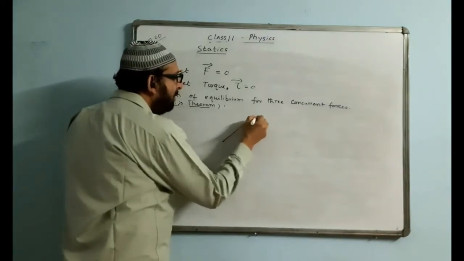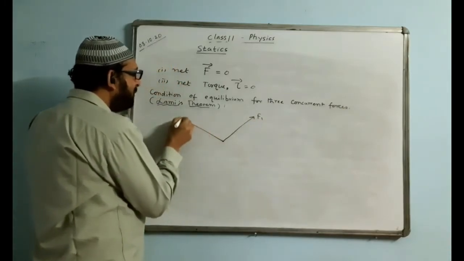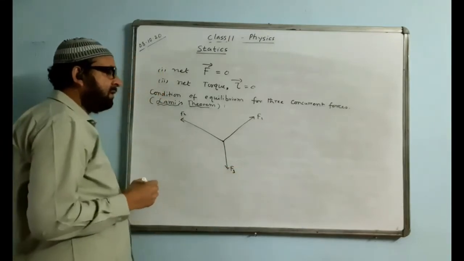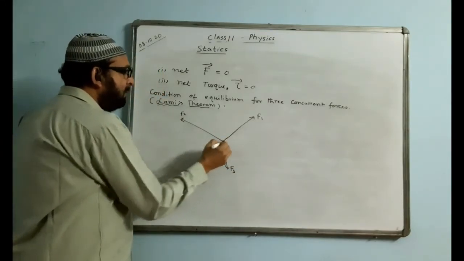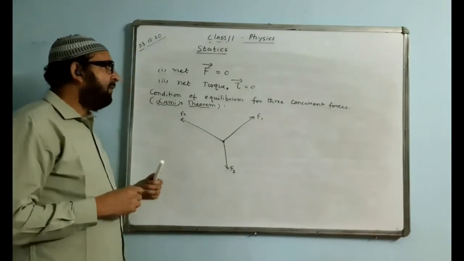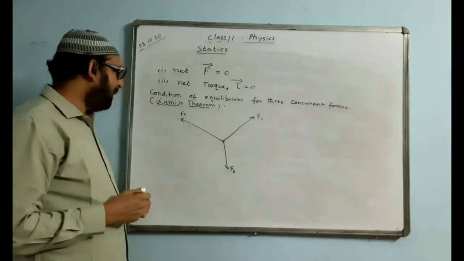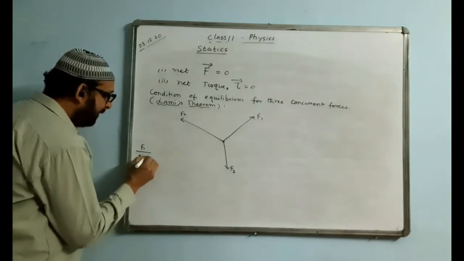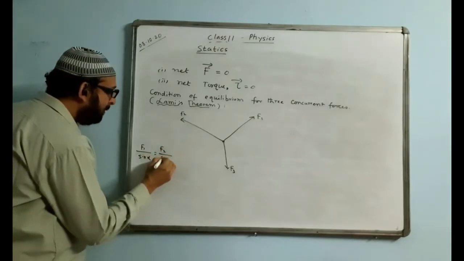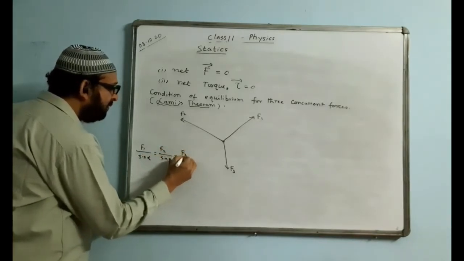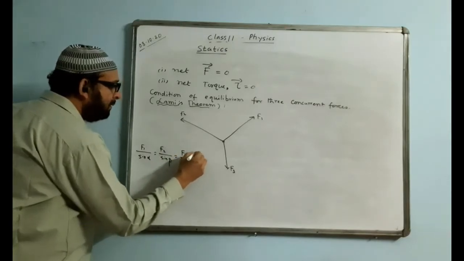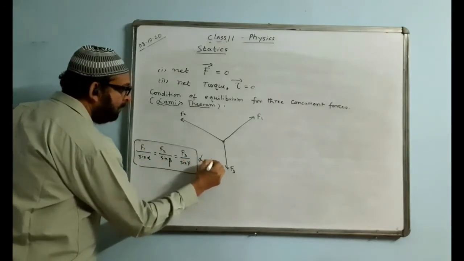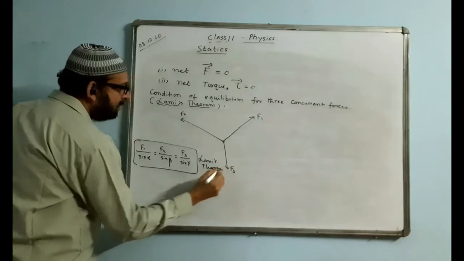Lami's theorem says, if there are forces like this, F1, another force F2, and another force F3, three forces, and we have to check when the body will be in equilibrium. The Lami's theorem says like this: F1 by sin alpha equals F2 by sin beta equals F3 by sin gamma. This equation is known as Lami's theorem.